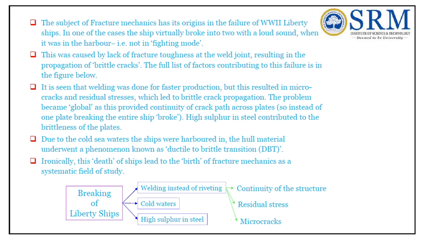Another reason is the cold water, iced water. And the third one is the presence of high sulfur content in the steel. These are the three major reasons why the material used in the Liberty ships broke.